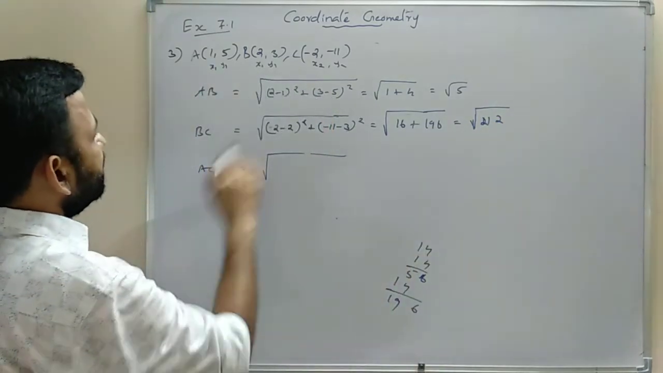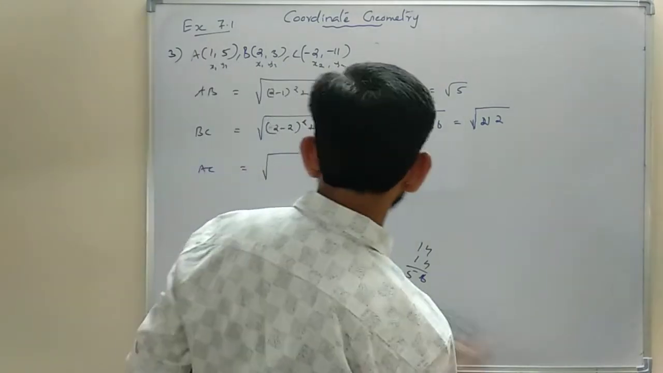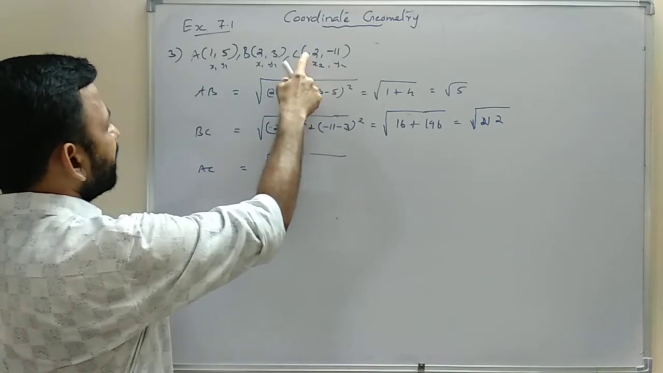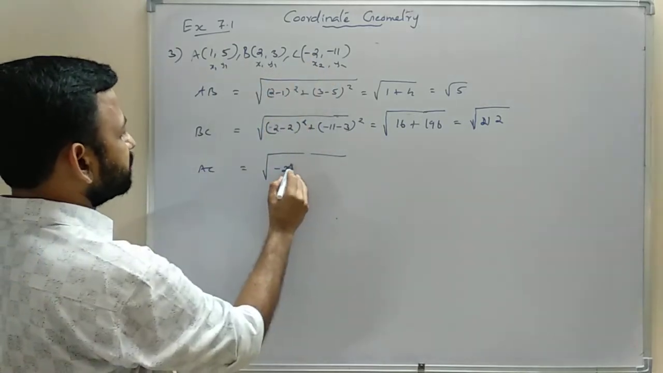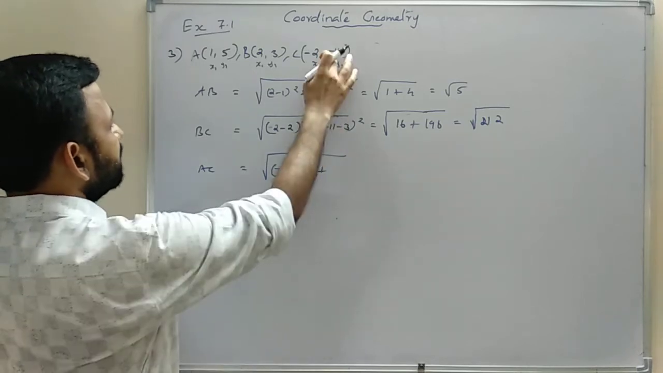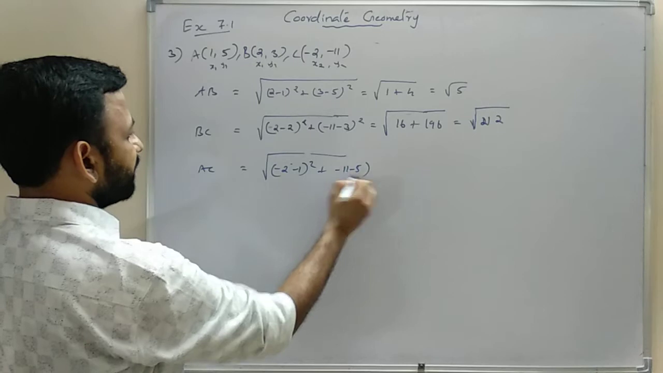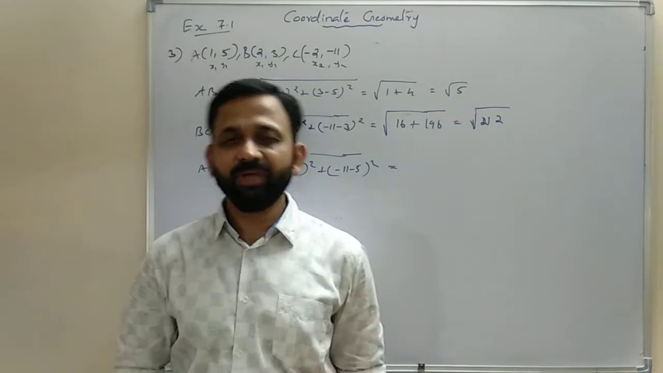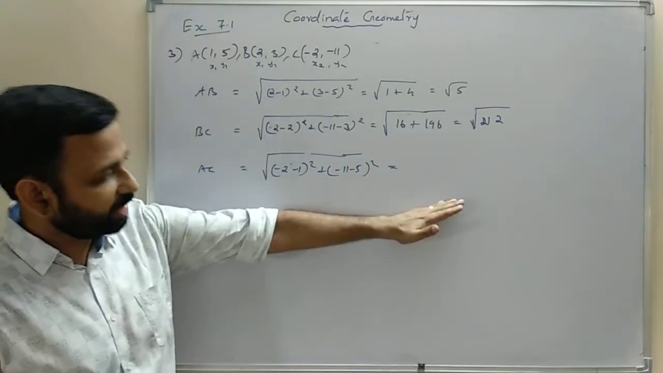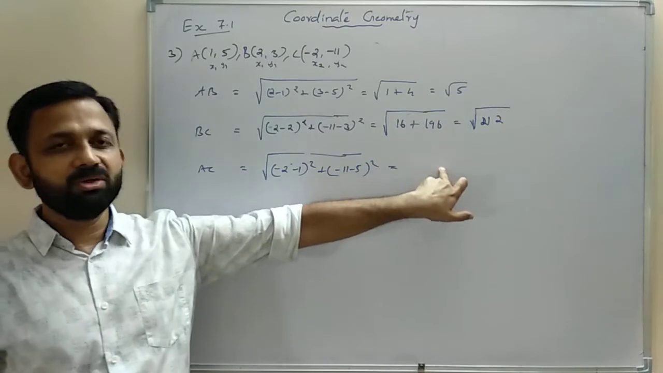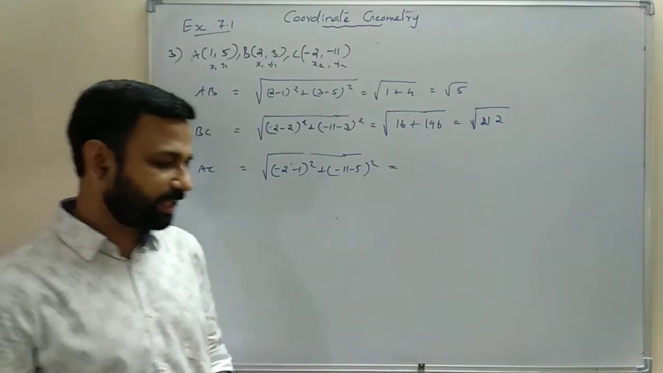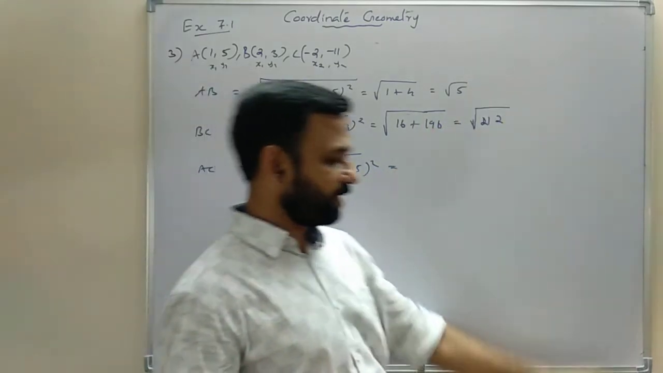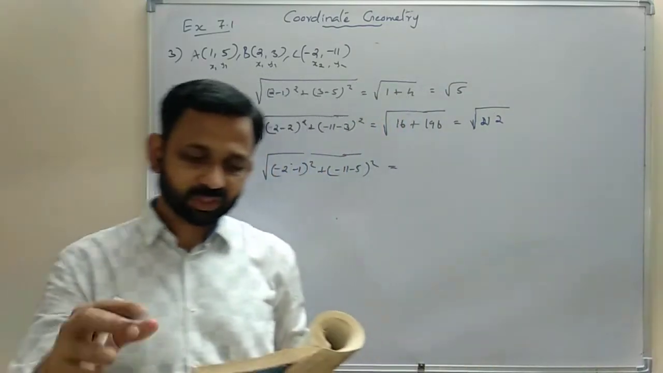Then we will find AC. AC is again by the distance formula, taking (x1, y1) and (x2, y2): (minus 2 minus 1) whole square plus (minus 11 minus 5) whole square. Then we simplify, and if we get AB plus BC equal to AC, then we can say that they are collinear, and if their sum is not equal to the third one, then they are non-collinear points. So you can easily complete this one. Just find this value and check whether the sum of these two equals the third one or not.